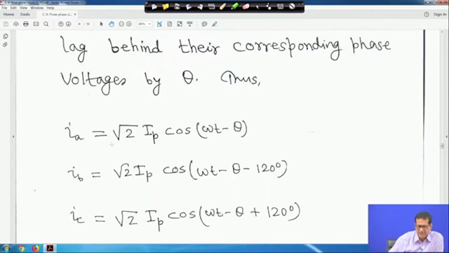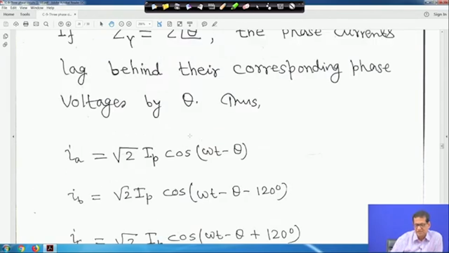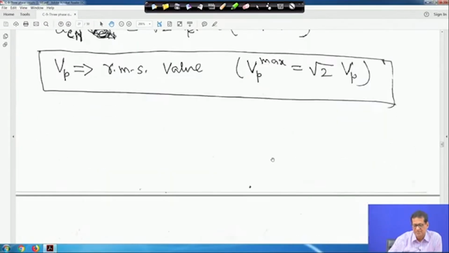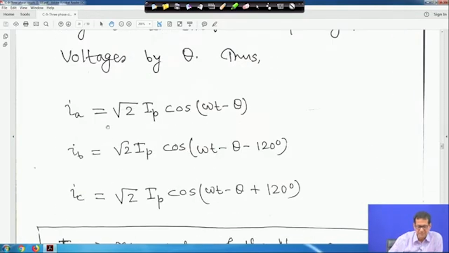Thus we can write Ia is equal to root 2 Ip cos omega t minus theta. This is because the current lags the voltage. For voltage it is omega t minus 120 degree, omega t plus 120 degree, and the current will lag from this voltage. Ip is the RMS value of the current, that is the phase current, so multiplied by root 2 it is the peak value, and it is star connected. So Ia is equal to root 2 Ip cos omega t minus theta.